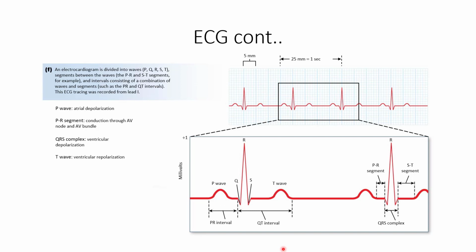Now, that's just showing 3 leads. That's the simplest. You can get as many as 10 leads, and it'll give you a lot more accurate view of what's going on in the heart. But here is a standard ECG wave, okay?